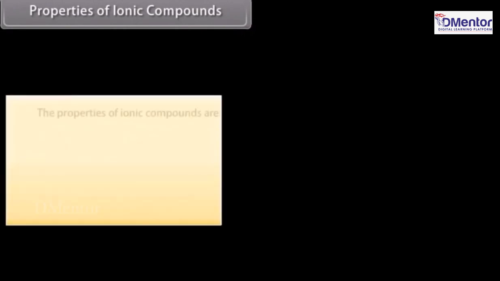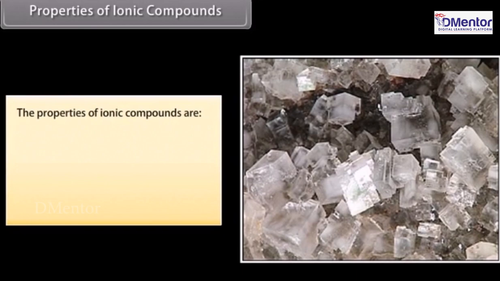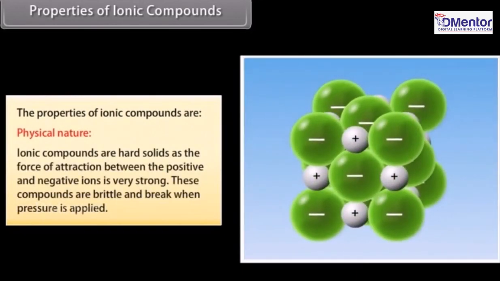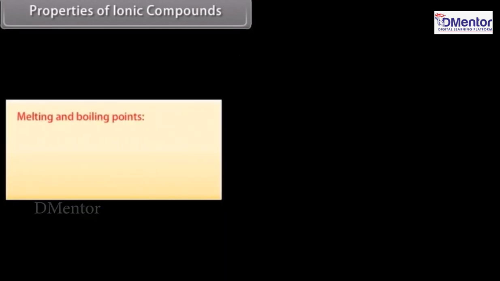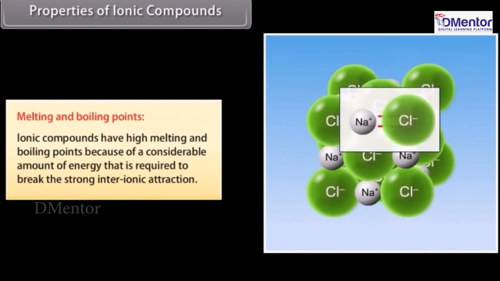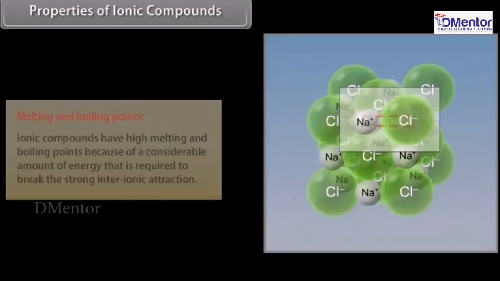Properties of ionic compounds. Let us look at some ionic compound properties. Physical nature. Ionic compounds are hard solids as the force of attraction between the positive and negative ions is very strong. These compounds are brittle and break when pressure is applied. Melting and boiling points. Ionic compounds have high melting and boiling points because a considerable amount of energy is required to break the strong inter-ionic attraction.